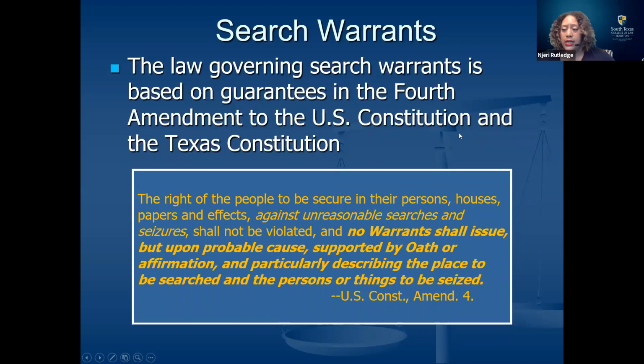So here it says no warrant shall issue, but you have to have probable cause. There has to be some kind of affidavit, and there's a particularity requirement where you have to particularly describe the place and the persons or things.